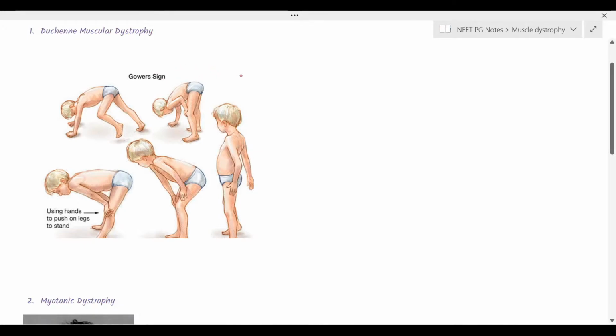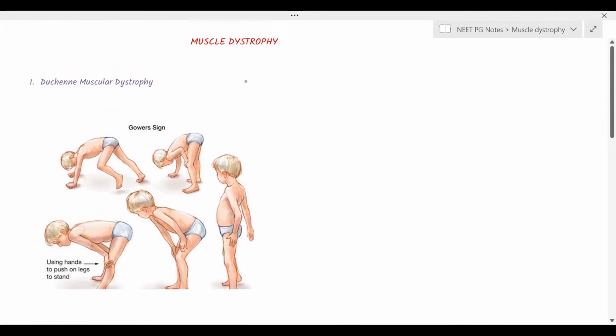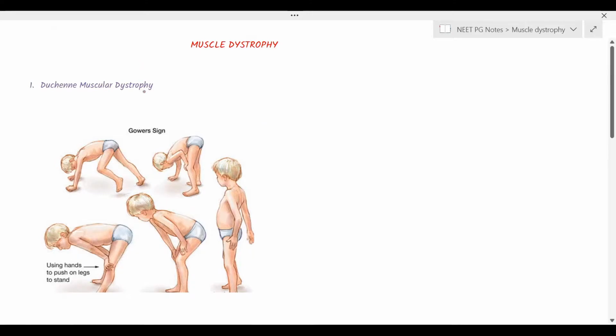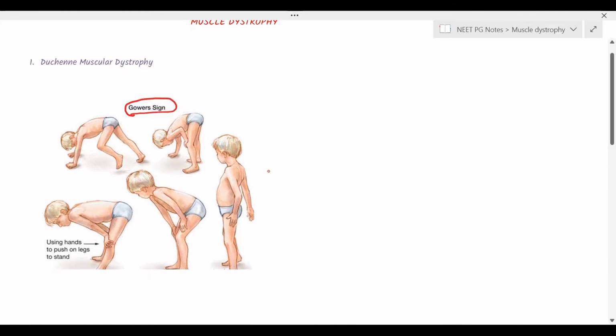Okay, so today we will talk about the muscle dystrophies, right? The first one we have is Duchenne muscular dystrophy. In this one, we will be having two major signs. The first is Gower sign. So what is Gower sign? In the Gower sign, the patient won't be able to stand on his own without using his upper extremity. So that is the main finding in the Gower sign.